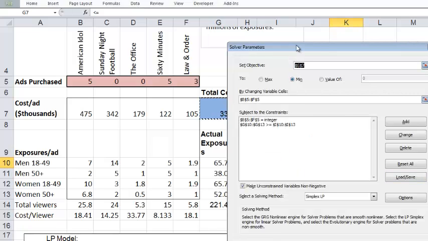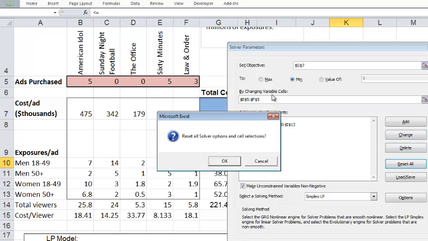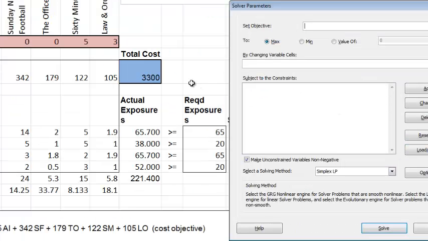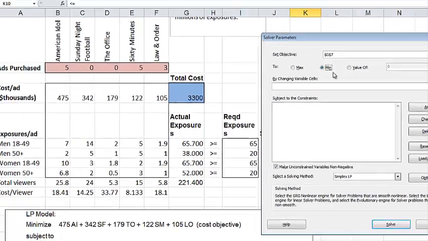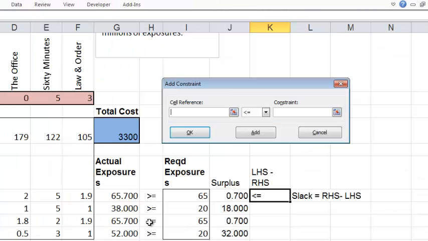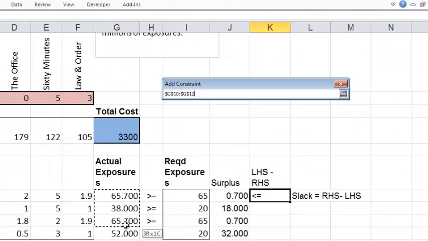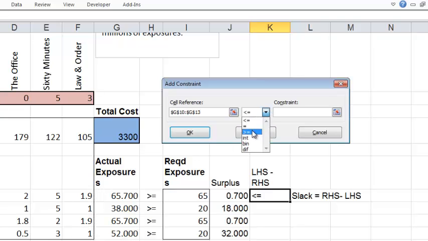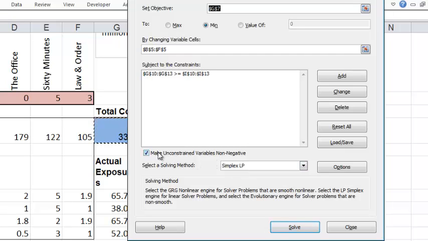Now, let's take a look at solver. For demonstration, I'm going to actually redo the solver parameters here. So I'm going to reset all. The objective cell is the total cost. We want to minimize the total cost, so we got to remember to check off the min button. And the variable cells are over here, and the constraints are here. All the constraints are of the same type, so I'll do them all at once. Greater than or equal to the right-hand sides, and OK. And this part is checked off. This should be simplex LP.